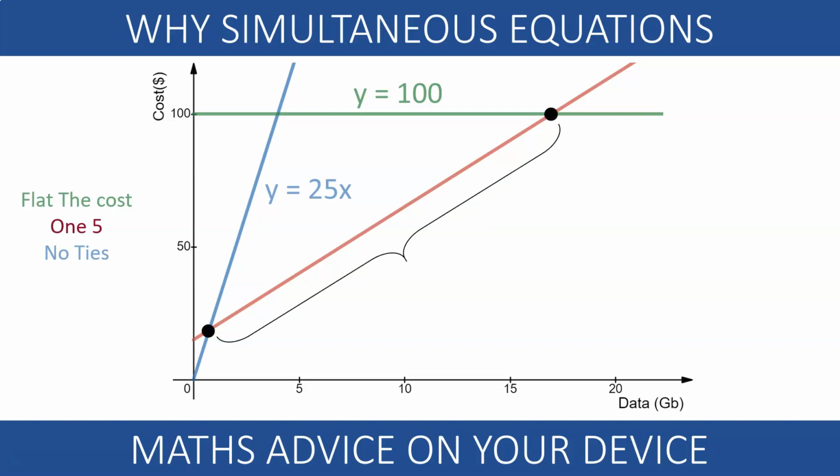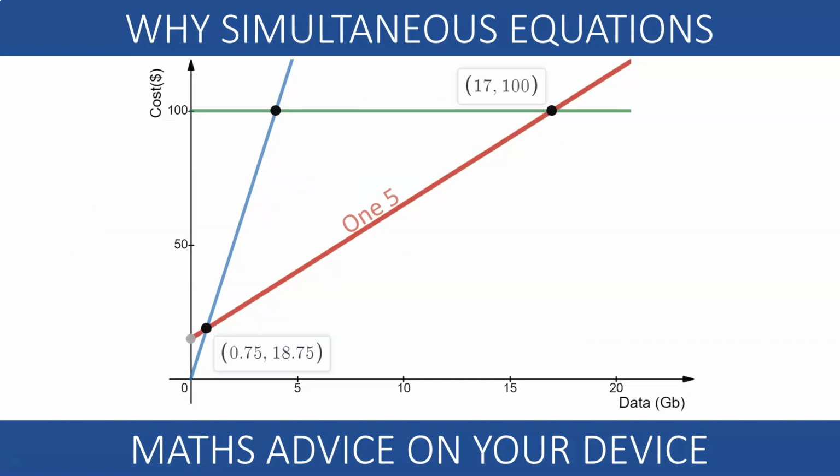The point of intersection between the blue and the green line doesn't matter too much. You can easily find it by solving 25x equals 100, which leads to x equals 4, but this is completely irrelevant. If you expect to use more than 750 megas, you should go for the OneFive, even if you spend more than 4 gigas, and as long as you don't spend more than 17 gigas. If you expect to use between 750 megas and 17 gigas, expect to spend something between $18.75 and $100.